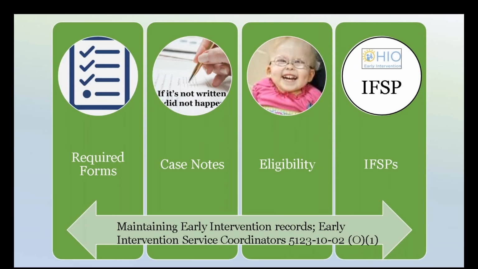All right, so an early intervention service coordinator shall maintain one record for each child in the EI program, and that record must include copies of required forms and EI program correspondence, EISC case notes, documentation of eligibility, and IFSPs.